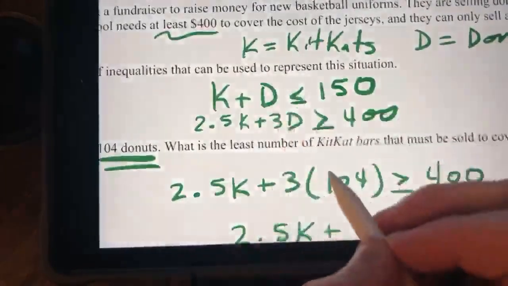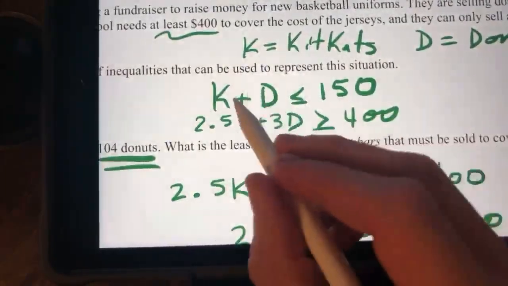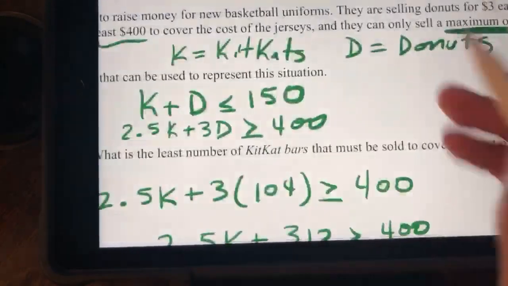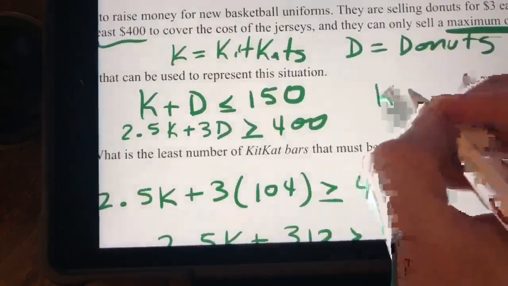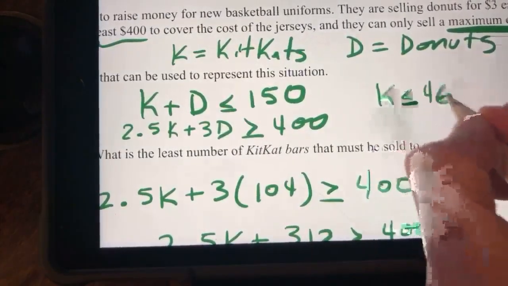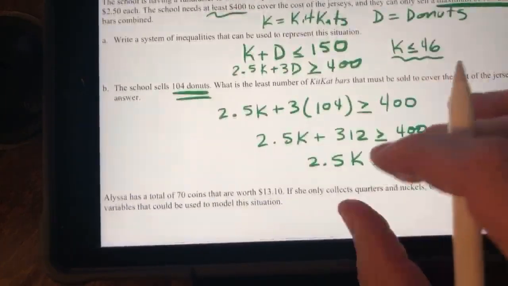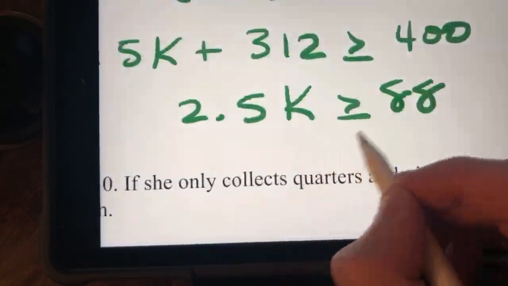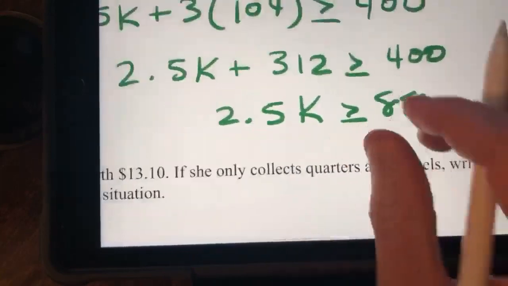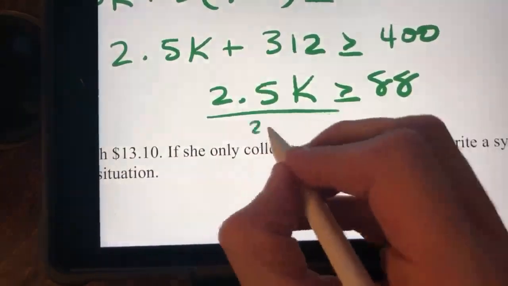And you might be saying, plug in up top here. Why don't you just plug in the 104 here and say 46 and close it right there? The keyword was, what's the minimum number? 46 is actually our maximum, right? So we want to know the minimum number. That's why we're solving this greater than or equal to inequality. Divide both sides by 2.5.